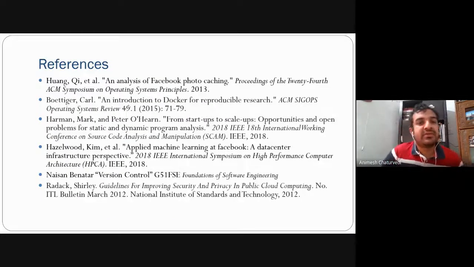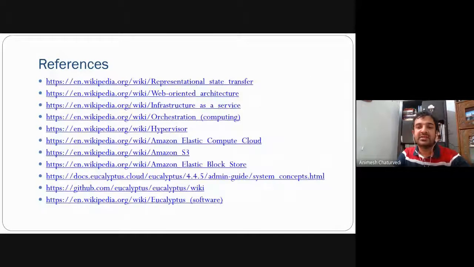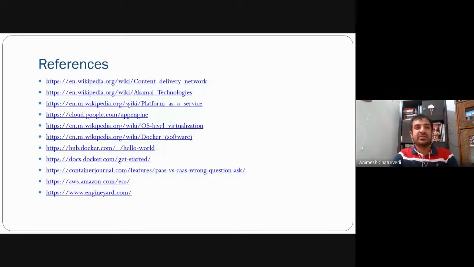Then these are the references that we took: Facebook photo caching, Docker reproducibility research, then the paper by Mark Herman and Peter, then applied machine learning at Facebook. We also studied version control and privacy policies by NIST. These are the references. So thanks.